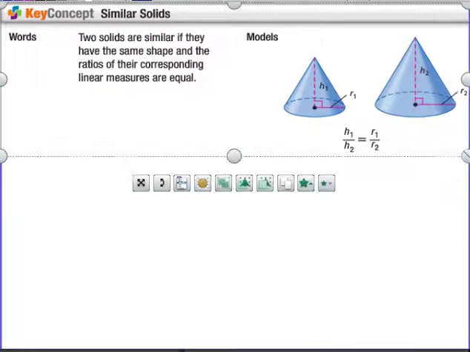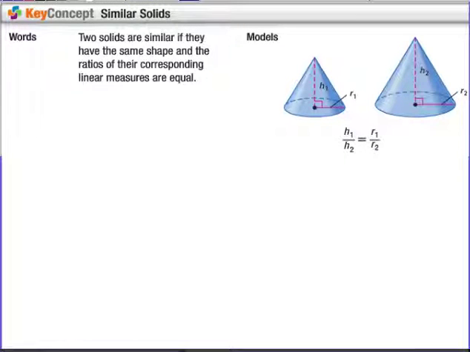Two solids are similar if they have the same shape and the ratios of the corresponding linear measures are equal. You guys know what similar figures are. We can pick any measurement from one of the solids. Here, if we choose the height and the radius of the circles that make up the base and set those up as ratios, then we can prove that they're similar if they are proportional.